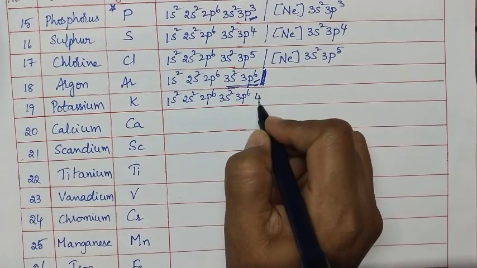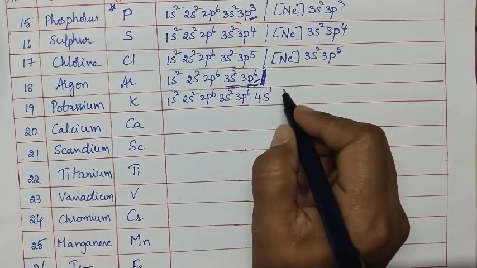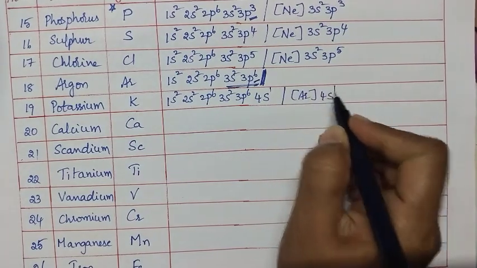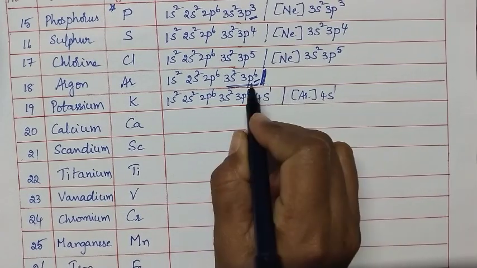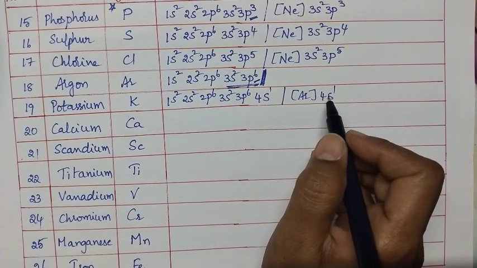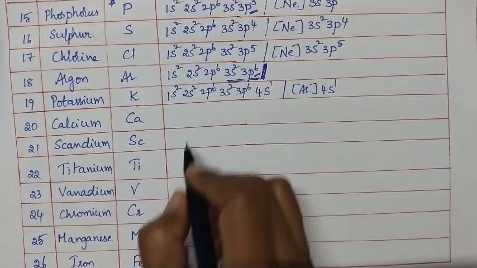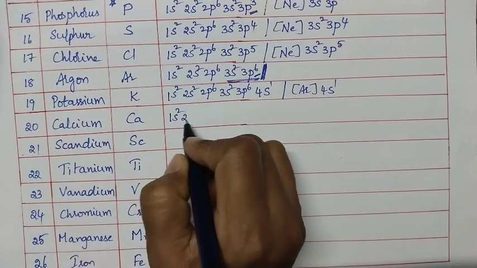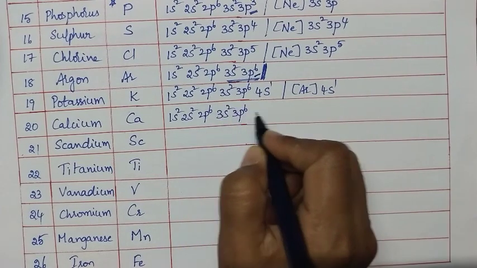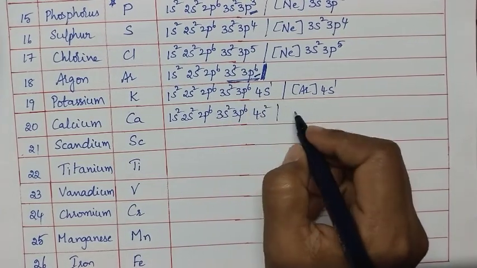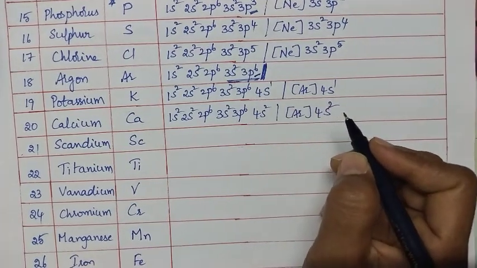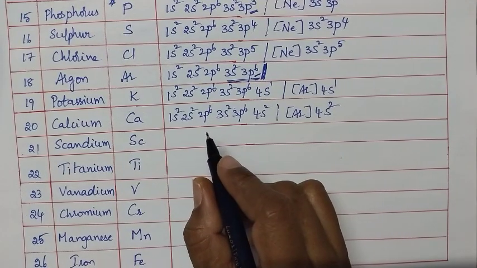So, coming to the potassium, its configuration is 1s2, 2s2, 2p6, 3s2, 3p6. Next one is 4s. So 4s1 and it can also be represented as argon 4s1. So we can represent the nearest noble gas configuration followed by the remaining electrons. Clear, students? And coming to the calcium, it can be represented as 1s2, 2s2, 2p6, 3s2, 3p6, 4s2 and it can also be represented as argon 4s2.